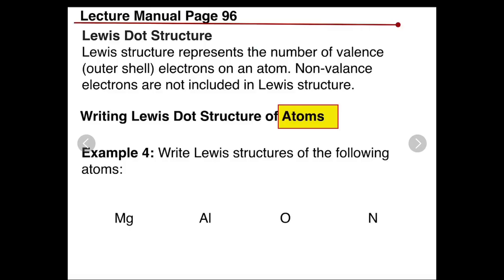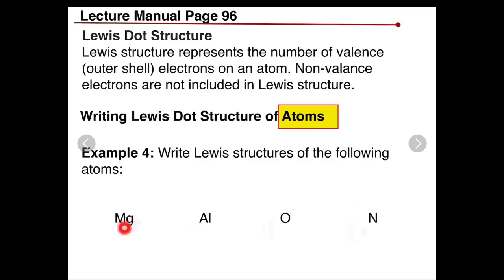The Lewis dot structure represents the number of valence electrons on an atom. Those non-valence electrons, or the inner core electrons, will not be included in the Lewis structure. For example, let's start with the simplest type of Lewis structure, which describes just atoms. Okay, so for example, in order to represent the Lewis structure for each of these atoms, we are going to include only their valence electrons.